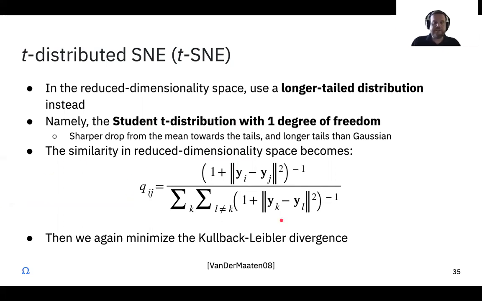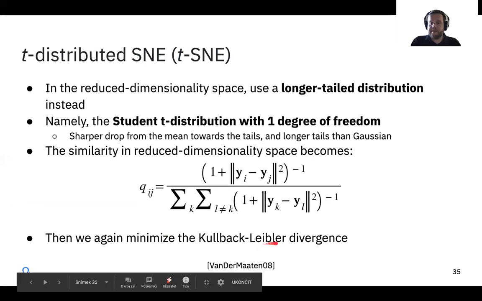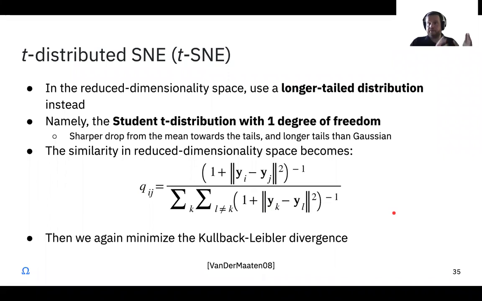Basically, this is the equation for this. We don't have to go over this in detail. Interested students can map this to the Qij equation on one of the previous slides. And then we again minimize the Kullback-Leibler divergence. So again, we want this reduced dimensionality space to be as faithful to the original dimensionality space as possible.